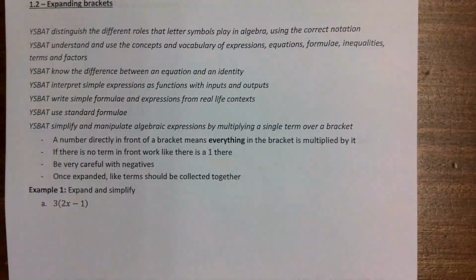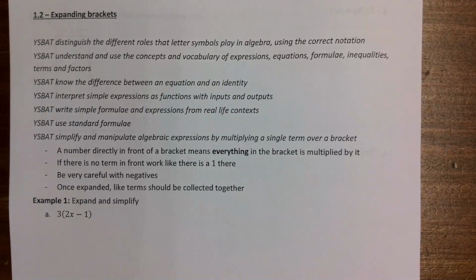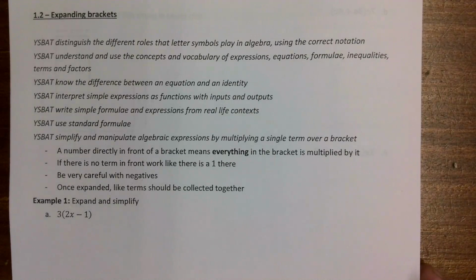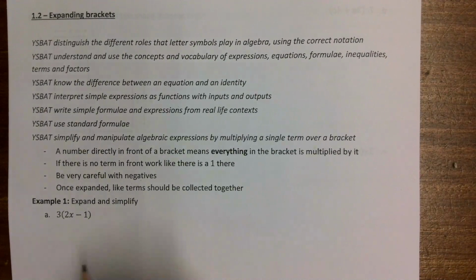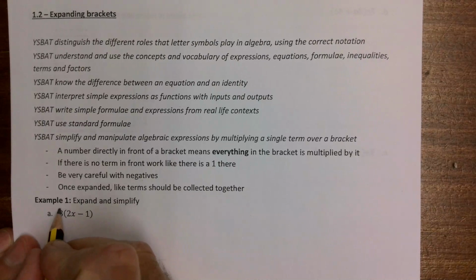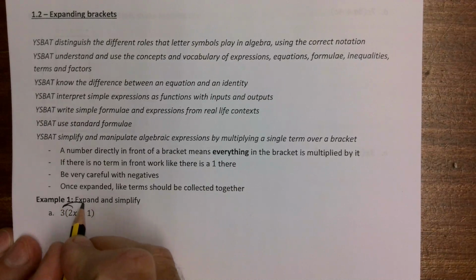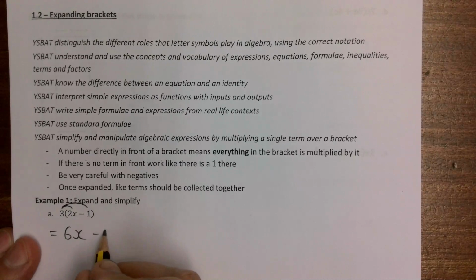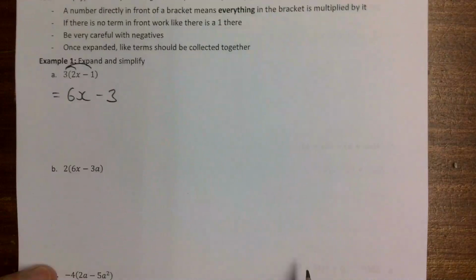Expanding some brackets here before we get on to our double brackets. So let's take a wee look at this. I think we know most of this already. Our GCSE standards, so you can take a read through it, make sure you're okay with it, but we effectively want to multiply the 3 here by the 2x and the 3 by the minus 1. That's going to give me then 6x minus 3.